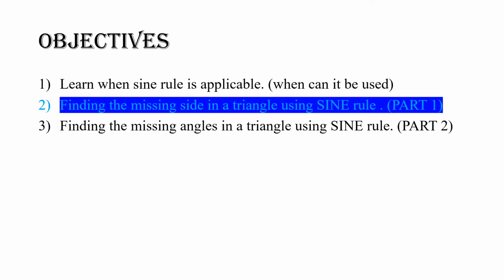So our objective for today, of course, is to learn when the sine rule is applicable. In other words, when can we use it? When can it be used? And our focus today, part one, will be finding the missing side of a triangle using the sine rule. Tomorrow, God's willing, we're going to look at part two, where we'll be finding the missing angle. So I'll try again not to mix them up. Let's just do one at a time. In that way, hopefully, you'll pick it up better.